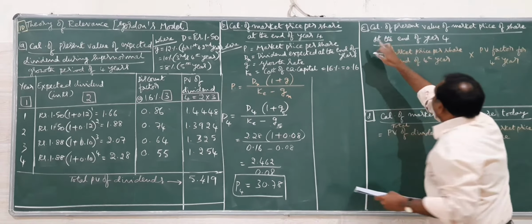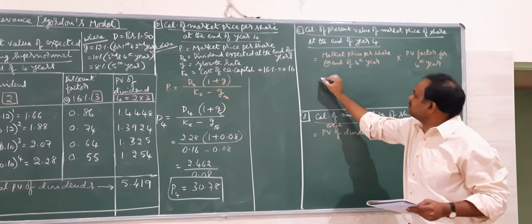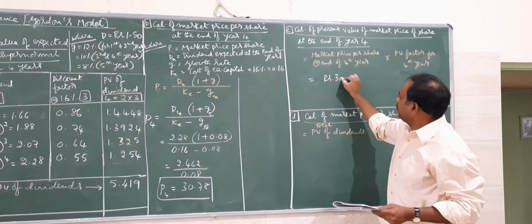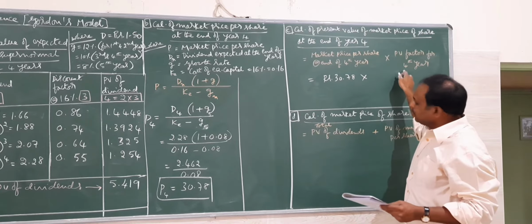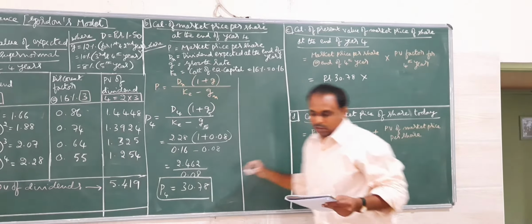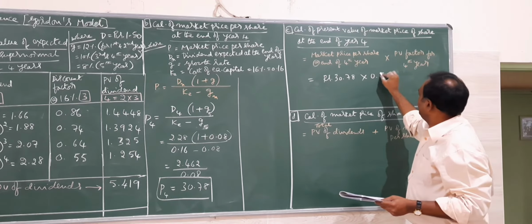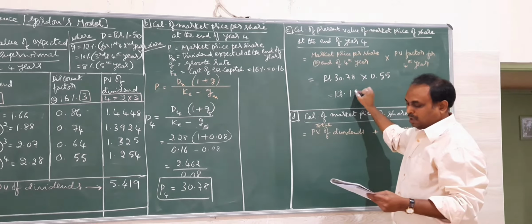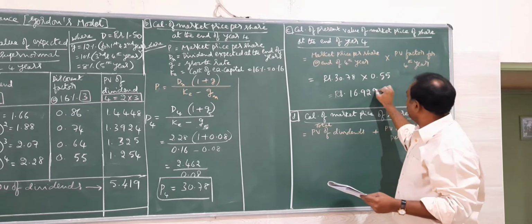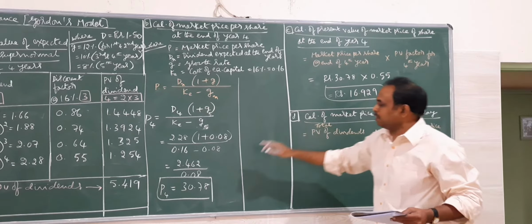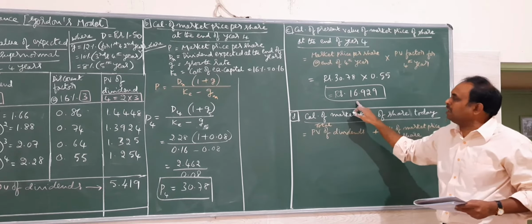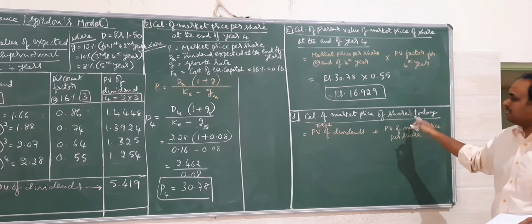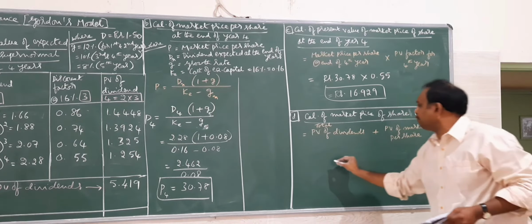Then the calculation of the present value of the market price. I will take the market price that I calculated, 30 rupees 78 paisa, into the PV factor of the 4th year, that is 0.55. The present value of the market price will be 16 rupees 92 paisa. Even though it is showing 30 rupees, because of the time value of money, the value will be 16 rupees 92 paisa.